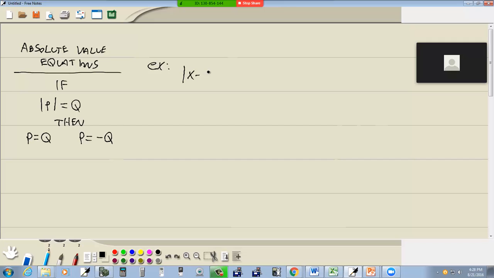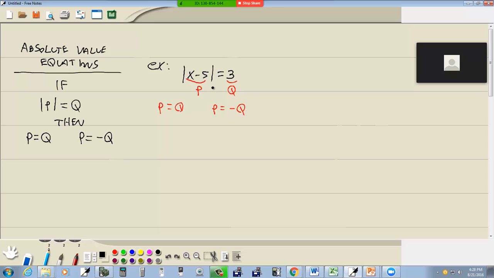So let me just show a simple example first. Here we got the absolute value of something is equal to something else. So the absolute value is by itself, nothing in front of it, nothing after it. I want to identify the P and Q. P is whatever's inside your absolute value, and Q is your other side. And our formula says we're going to have P is equal to Q, and we'll have P is equal to negative Q.